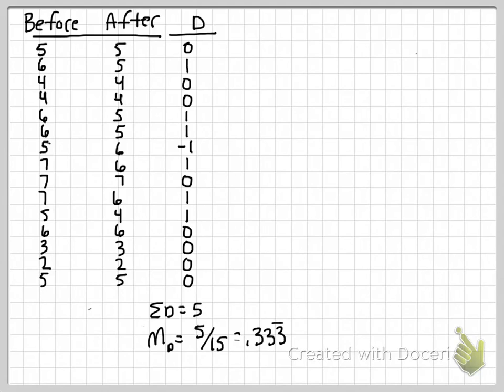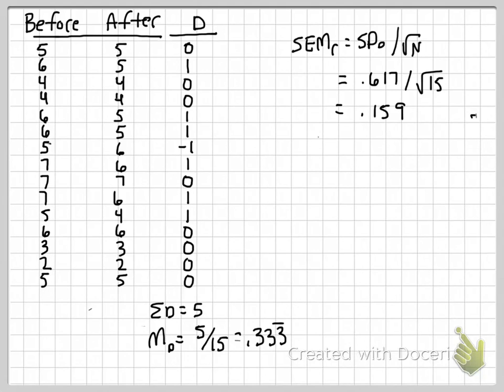Then after you have the mean of the difference scores, you compute the standard error of the mean difference. And to do that, you need the standard deviation of the difference scores. So to get the standard deviation of the difference scores, I simply entered the 15 difference scores into my calculator and used the stat mode to find out the standard deviation. In this case, it was 0.617, and then divide that by the square root of n. N was 15, which gives us a standard error of the mean of 0.159. So that's the denominator of your t-test.